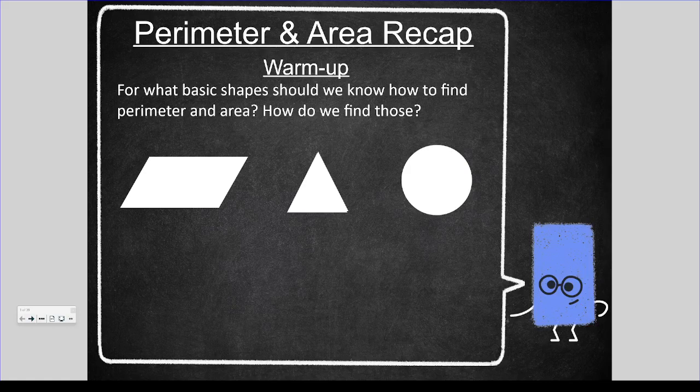Today we're starting on chapter 11. We'll be looking at a review of some basic concepts of perimeter and area to get started. So we have some basic shapes here that we should know how to find areas of, and we'll talk about those in our notes here.